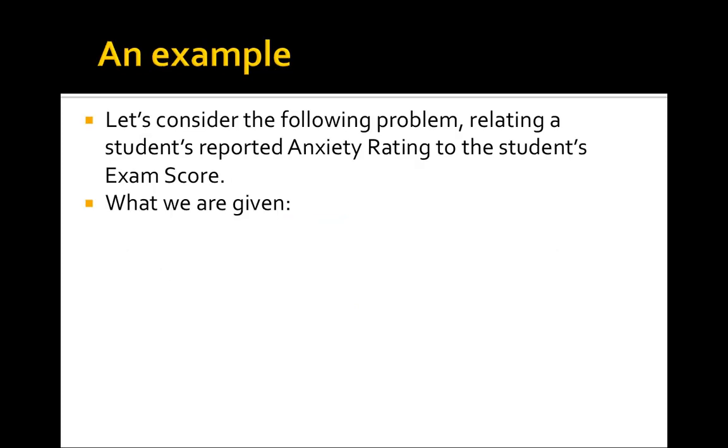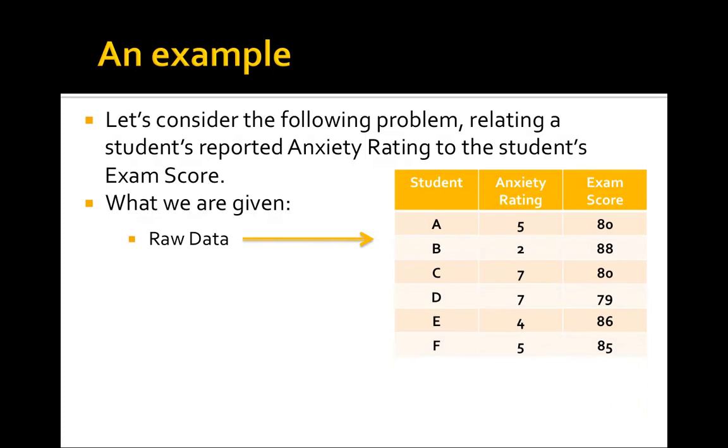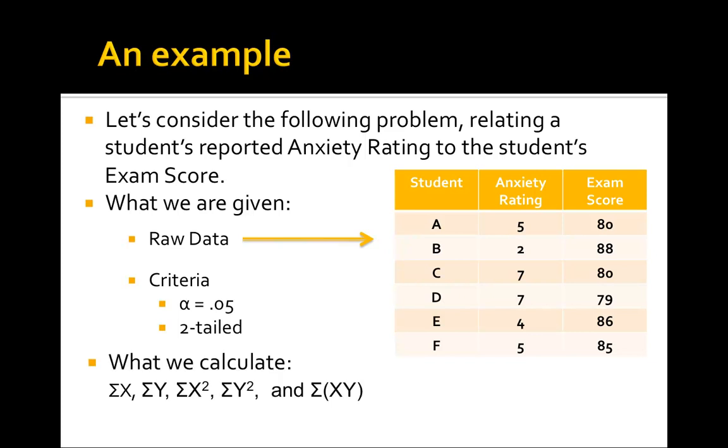We're considering the following problem where we relate a student's reported anxiety rating to the student's exam score. Here's the raw data. We have 6 students. They each have an anxiety rating and each has an exam score. The criteria we'll use is alpha equals 0.05, and we'll look at it as a two-tailed test to see if there is a significant relationship between their anxiety rating and their exam score.